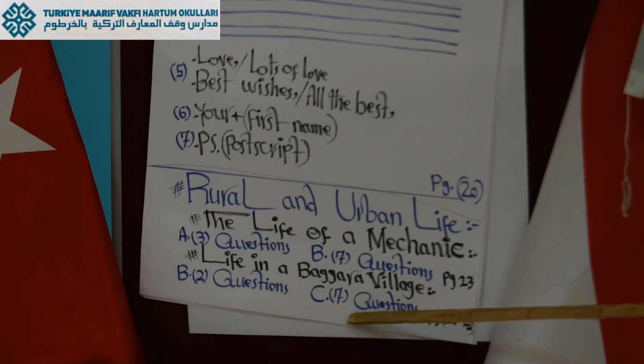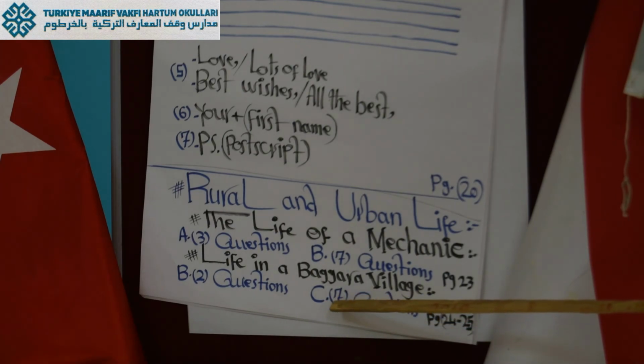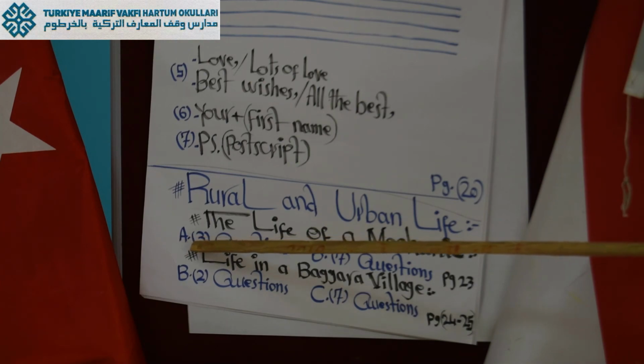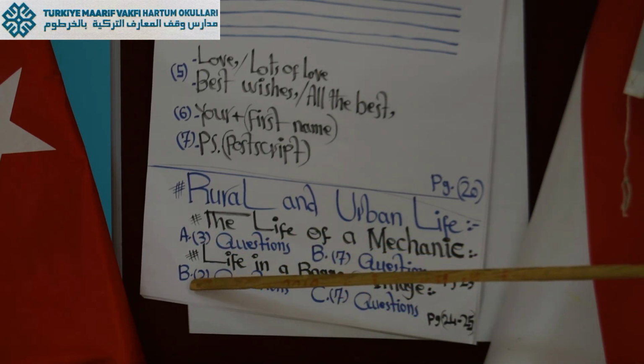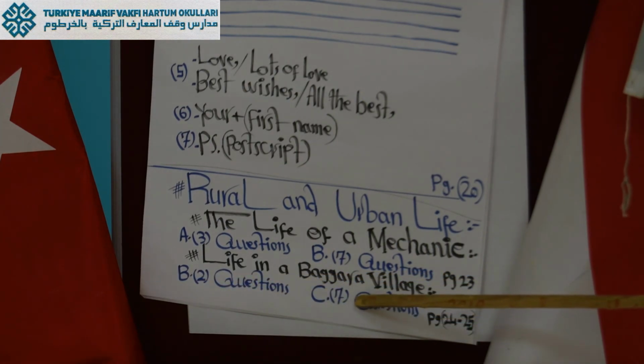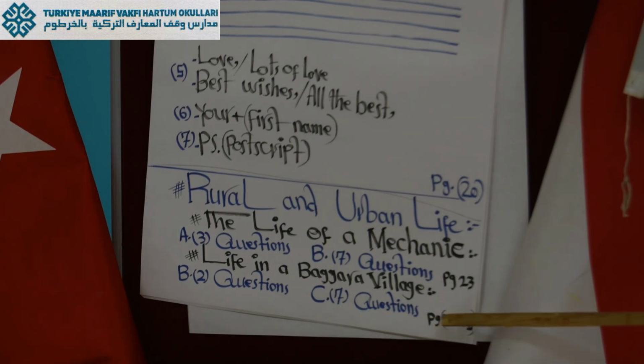And that's all for now. So we have homework, of course, to do. Be careful to write it all in your exercise book. Here, the first one, A, 3 questions, B, 7 questions. In the lesson 2, life in a Bagara village, B, 2 questions, and C, 7 questions. And the pages are clear.